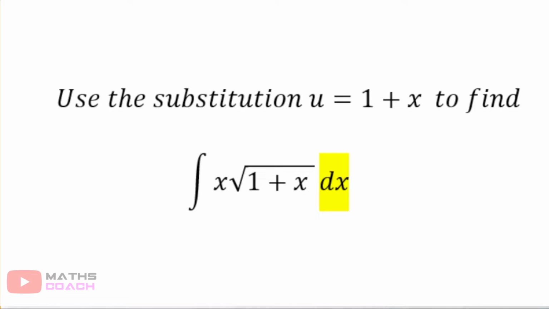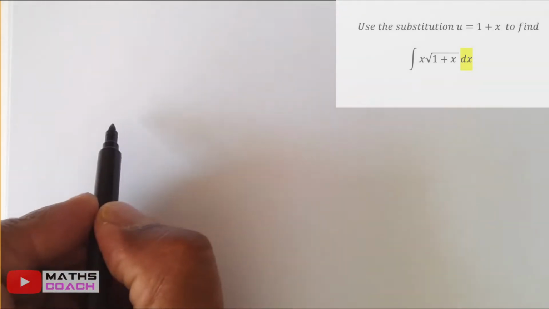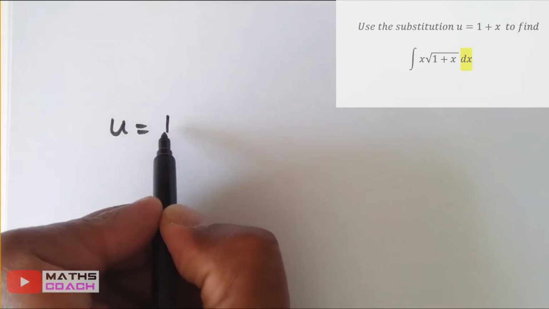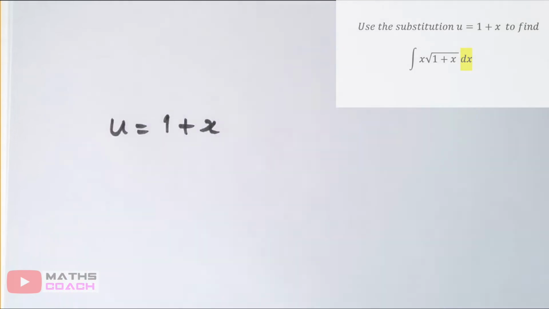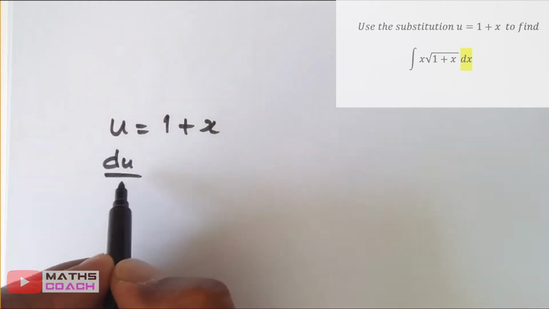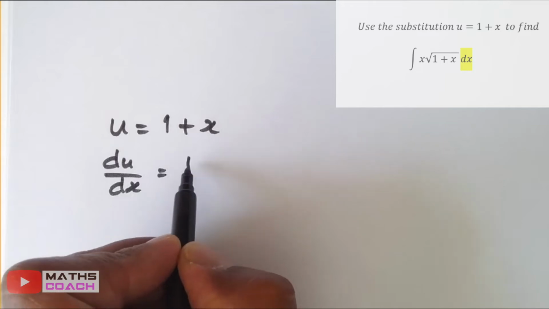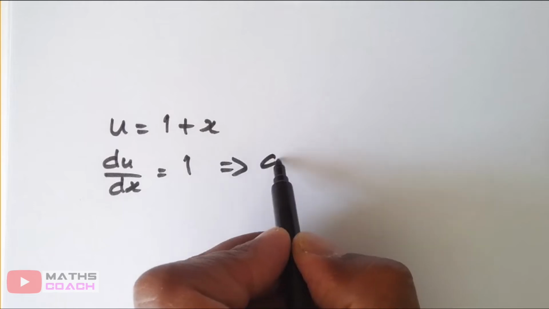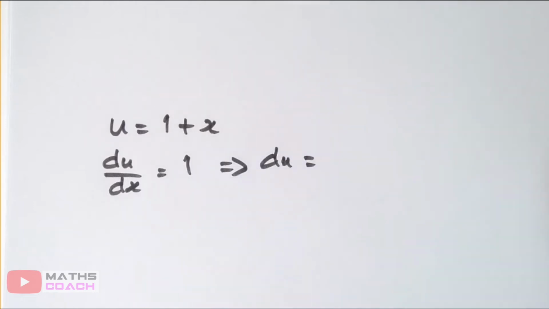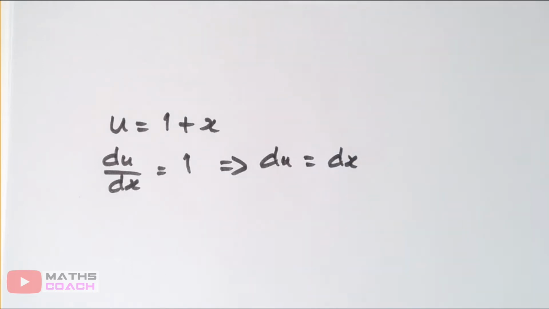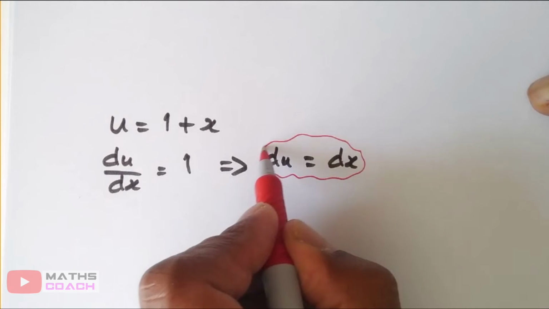Okay, let's start off by writing out our substitution. u equals 1 plus x. I'm then going to differentiate this with respect to x. So I'm going to have du dx is equal to 1. And in turn, I'm going to break that up and make du the subject. So du equals dx.